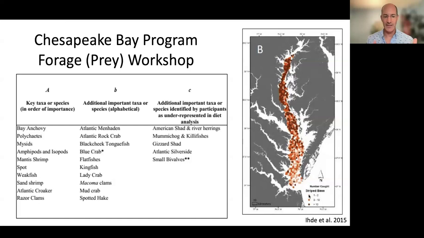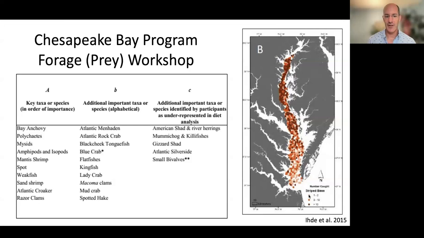And they came up with these species lists for several predators, including striped bass, and some of the key prey items. So the ones in column A here on the left were the most important prey items, things like bay anchovy, polychaetes, which are little worms, mysids, which are little shrimp-like crustaceans, and various other things. Some interesting ones, some clams on here, mantis shrimp, which are kind of fun and crazy. But those were sort of the most important prey.